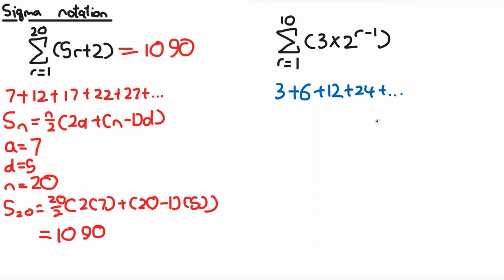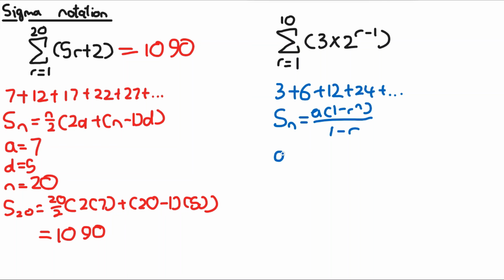And we can see that this is a geometric series, and we know how to add all the terms together in a geometric series from the previous video, geometric sequences. So the way we do this is by using the formula given to us in the formula booklet. Sn is equal to a, times 1 minus r to the power of n, over 1 minus r, and then we just sub in the values for a, r, and n.